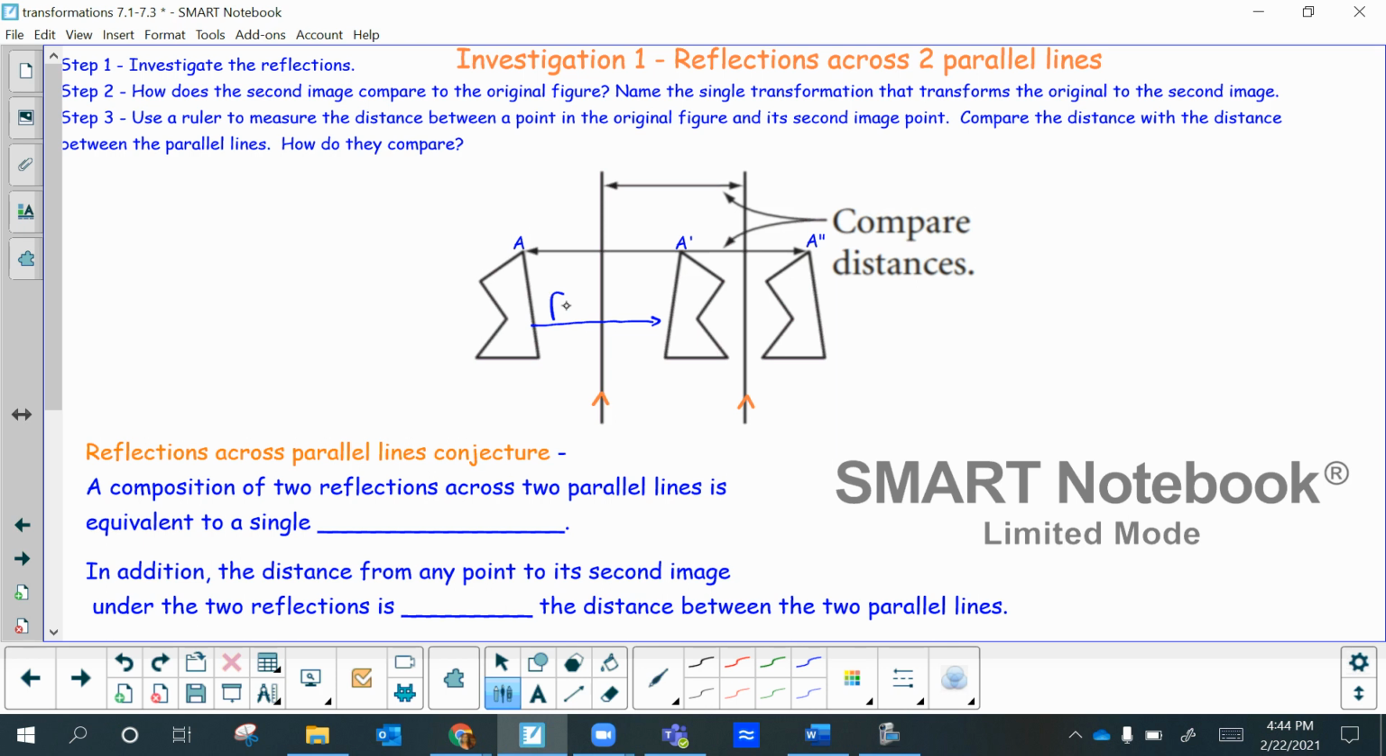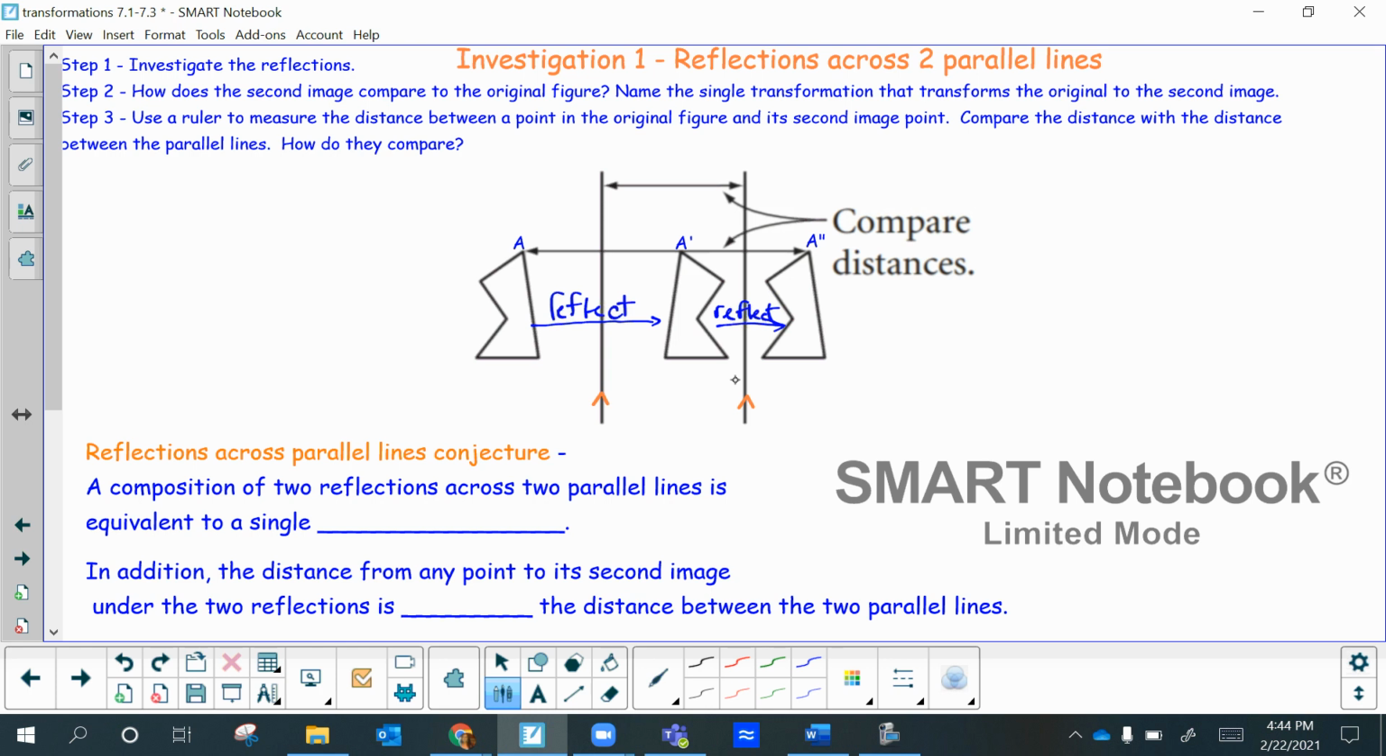It says investigate the reflection. So this one's being reflected over this line, and then this one's being reflected again another time. So there's a reflection and then another reflection. And these two lines are parallel, so let's make note of that.